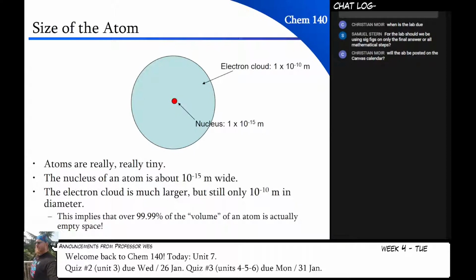Because all of the matter in the atom is focused in the nucleus. Everything else in the electron cloud, there's like a few electrons out there, and then the rest is an empty void.